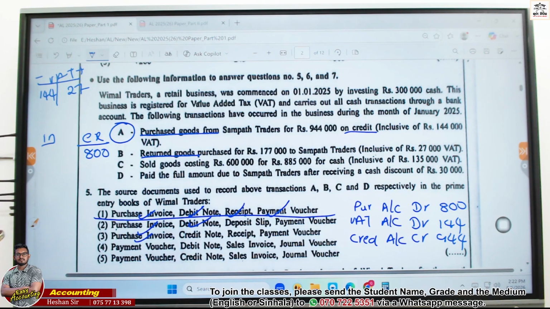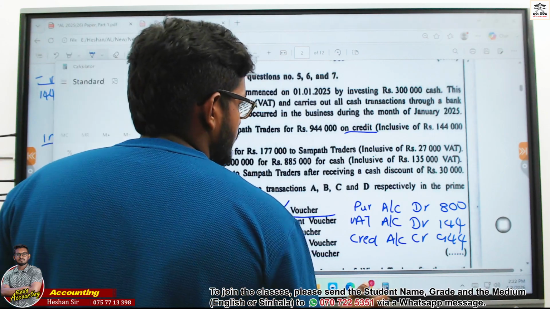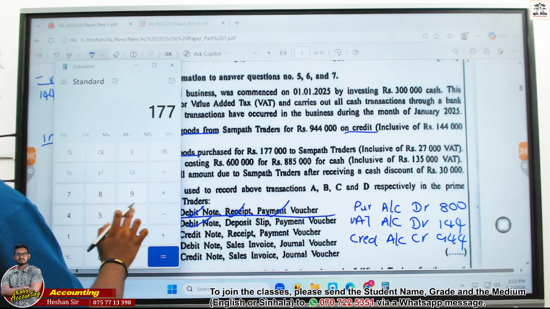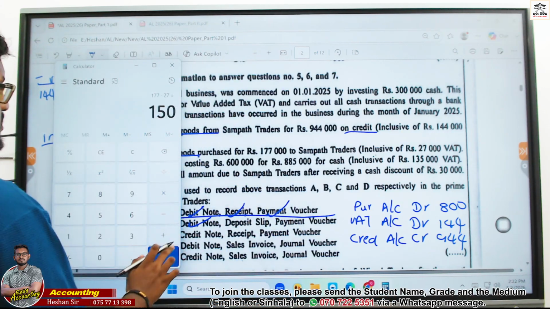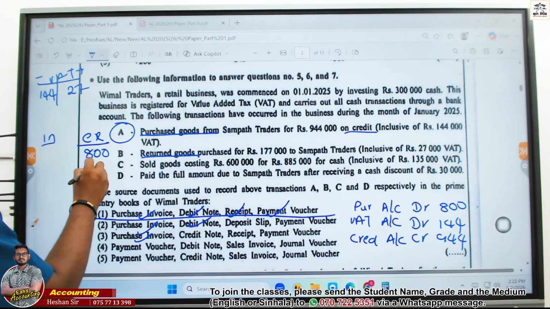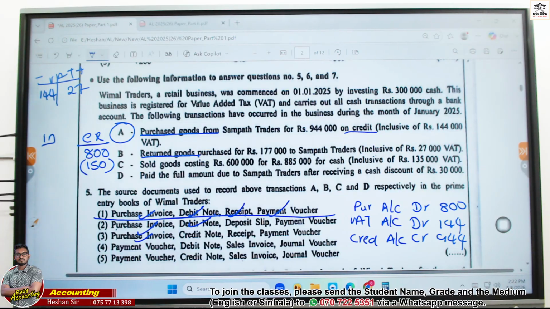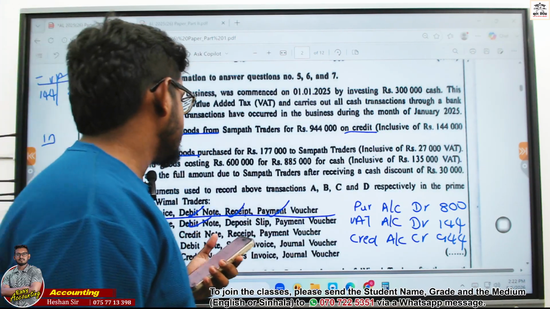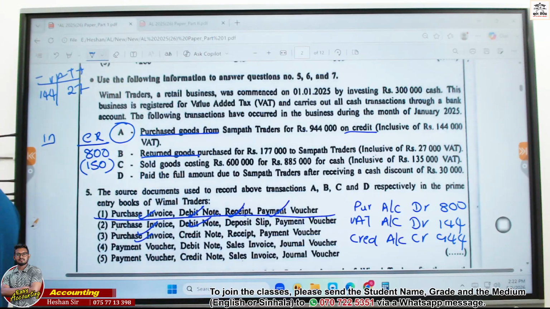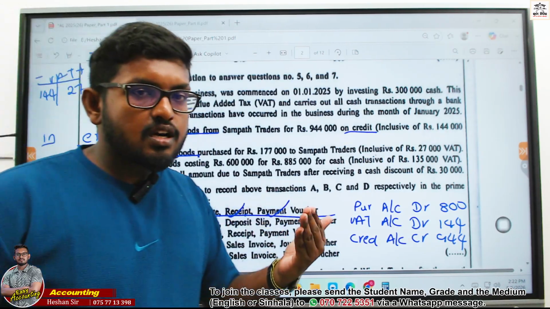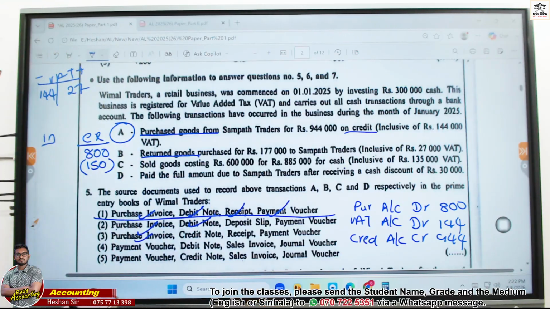So return goods, that is 177 minus 27, that is 150. Decrease the expense, right? Purchase return is an expense account. It is an expense decreases account. Send me a thumbs up. Return outwards account is an expense decreases account.